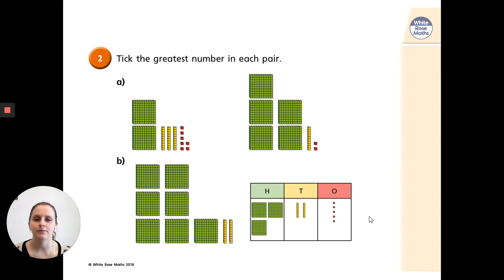So tick the greatest number in each pair. Now, a little bit tricky when you don't have this in front of you, so you might want to draw it or you might want to write the numbers. So for the first one, you might want to look at how many hundreds, tens and ones you've got and write that number down, and then tick or circle whichever one is bigger, or you could just write down which is the biggest number. Again, same for B. So you've got some place value, they've got a place value chart there, as well as your base 10. So have a look, which one do you think is the greatest number?